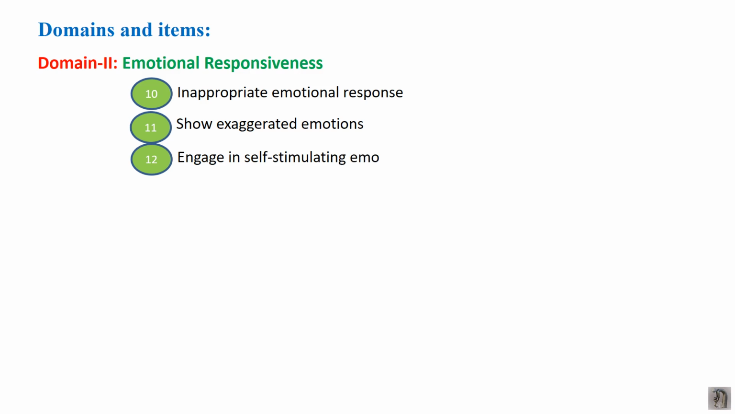Engage in self-stimulating behavior. Yes, children with autism may engage in self-talking that is inappropriate for their age. For example, a 15-year-old autistic child behaving like a 10-year-old while playing. So there will be a lot of self-engagement without any reason. So check if the child talks to himself or laughs. You would have seen this a number of times. These are typical characteristics seen in autism.